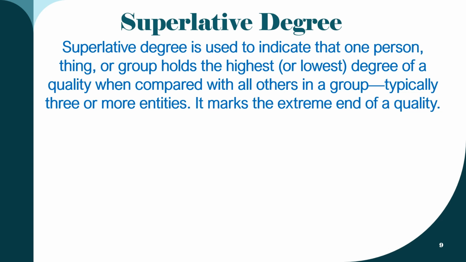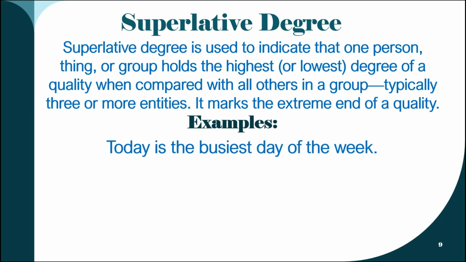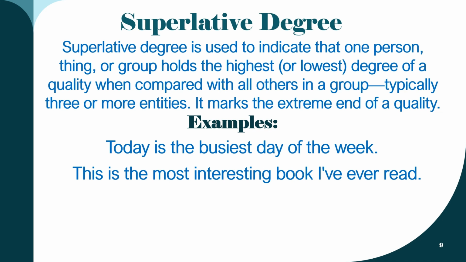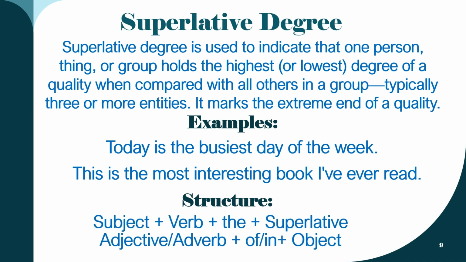Let's know about superlative degree. Superlative degree is used to indicate that one person, thing, or group holds the highest or the lowest degree of quality when compared with all others in a group, typically three or more entities. It marks the extreme end of quality. Some of the examples of the superlative degree are: today is the busiest day of the week. This is the most interesting book I have ever read. So the structure of superlative degree is subject plus verb plus the plus superlative degree of adjective or adverb plus of or in plus object.